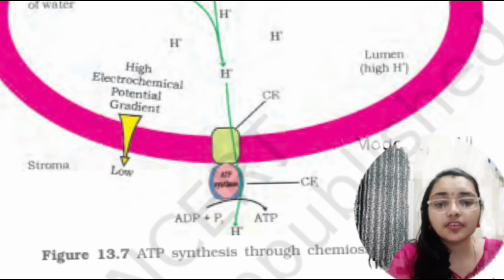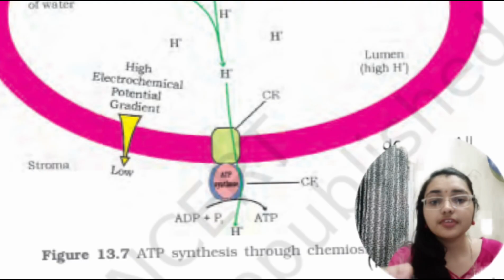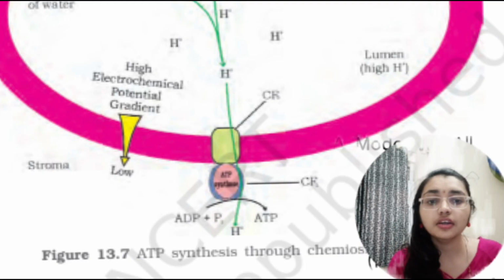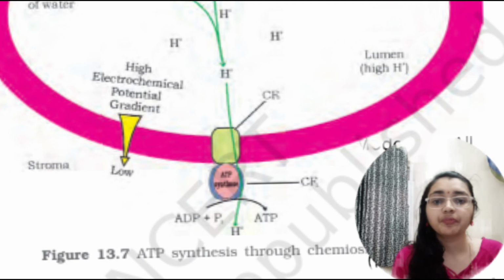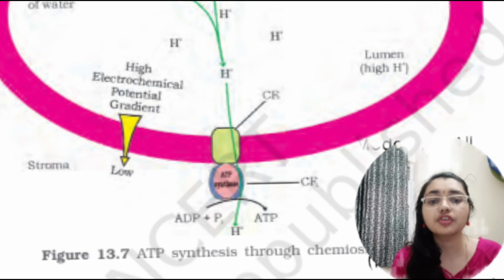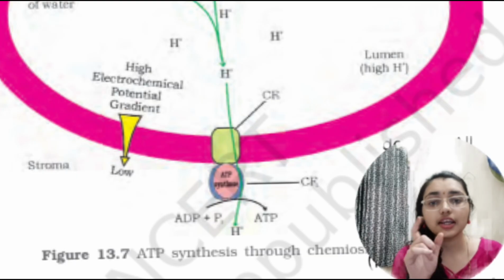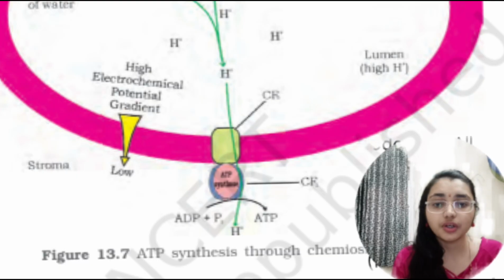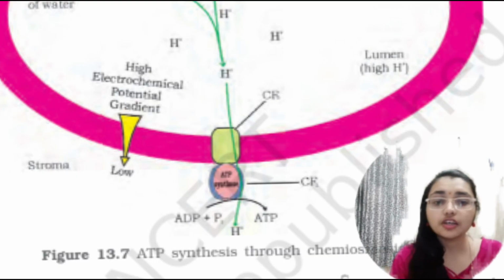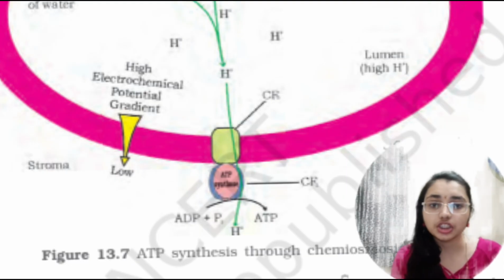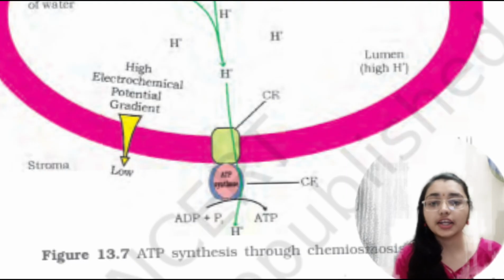So what's happening at ATP synthase? The CF0 and CF1 complex are present here. The protons rush back to the stroma through the CF0 channel, and this flow of energy causes the CF1 headpiece to change its shape. That results in a conformational change and provides energy to link ADP plus inorganic phosphate, and together ADP plus inorganic phosphate form ATP.